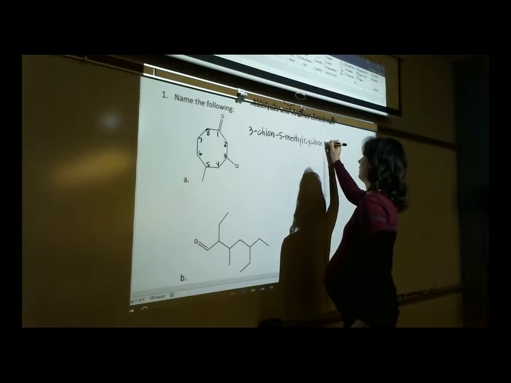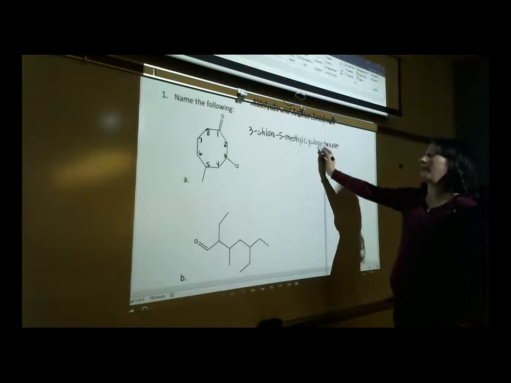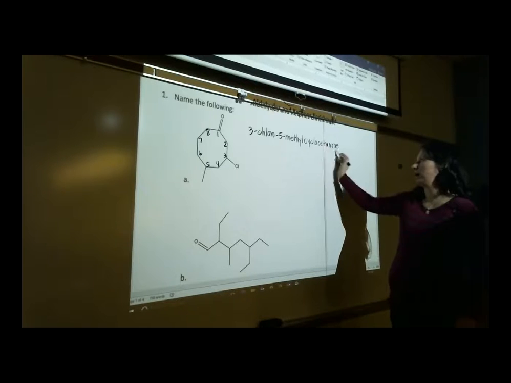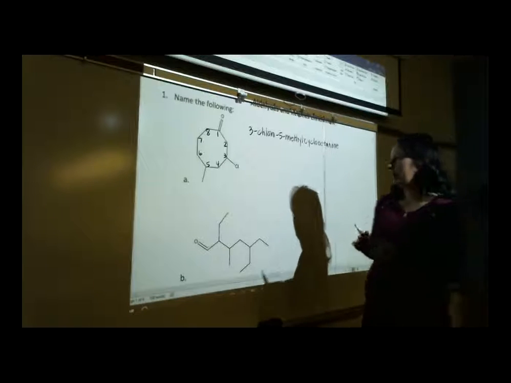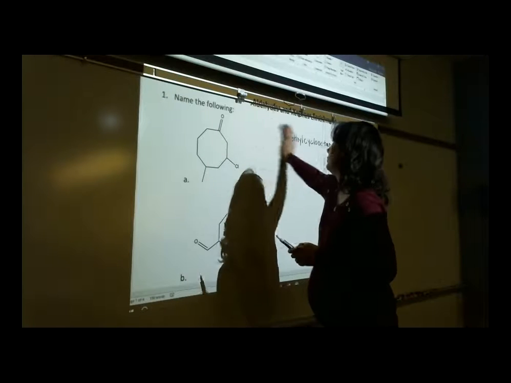Cyclooct and -one. And there is a back-to-back OO. I know that feels kind of weird writing, but it is cyclooctanone. All right. Feeling good on number 1? Let's look at number 2.